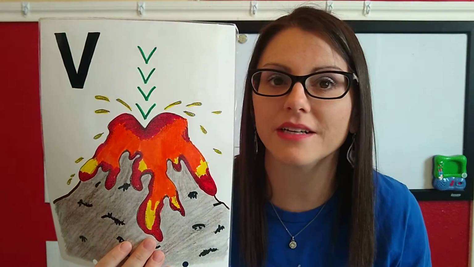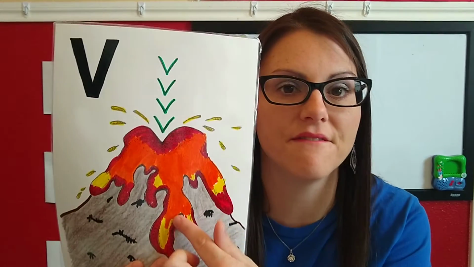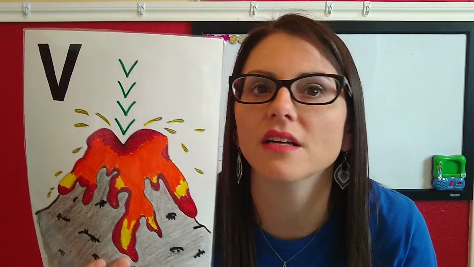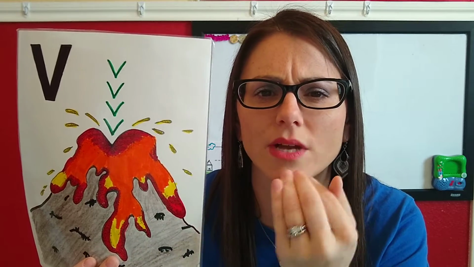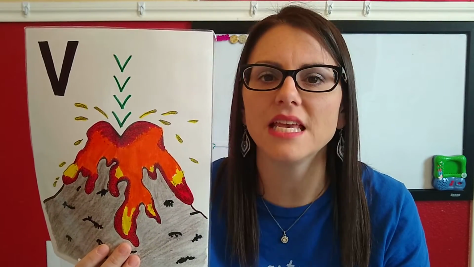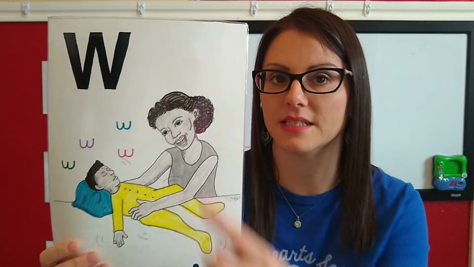Okay, here's another letter. It's the letter V. And V, this is a volcano. So it's going to make that V. See, my teeth are touching my lip, but they're not biting it. They're just resting on it to help make that sound. So V says vvv, volcano, because it's exploding.